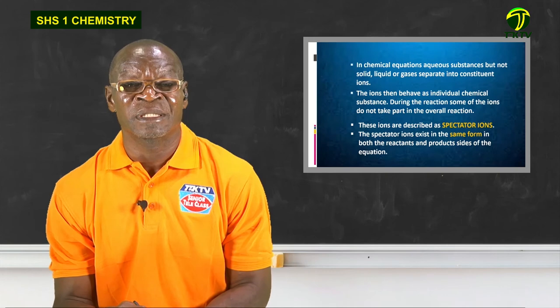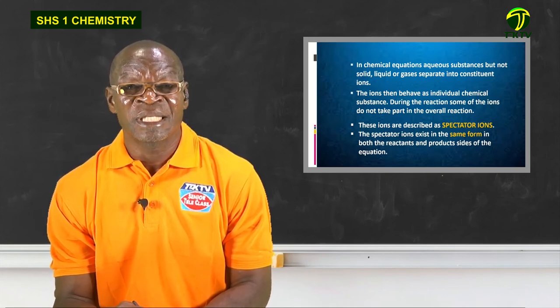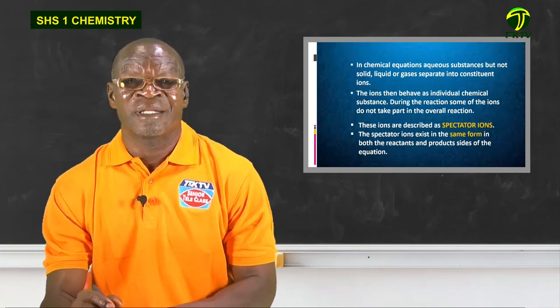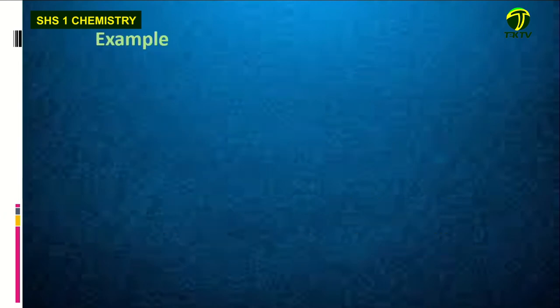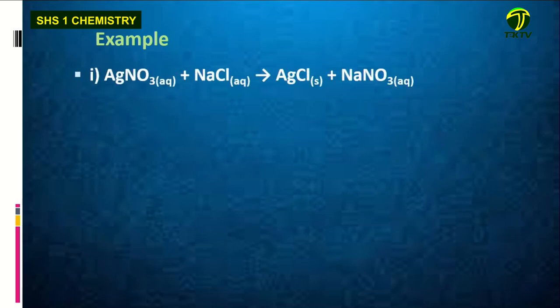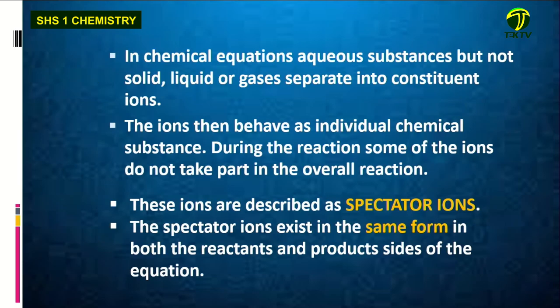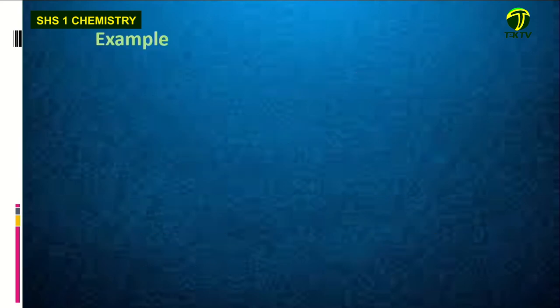And how do we identify spectator ions in chemical reactions? Spectator ions are ions that exist in the same form in both the reactant and the product side of the equation. So, let's look at an example.